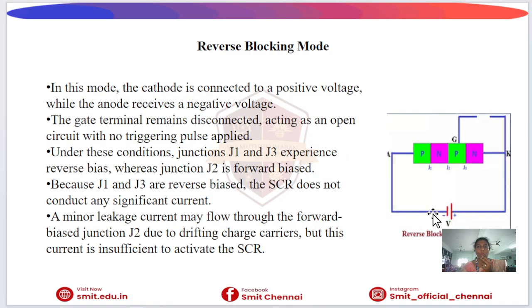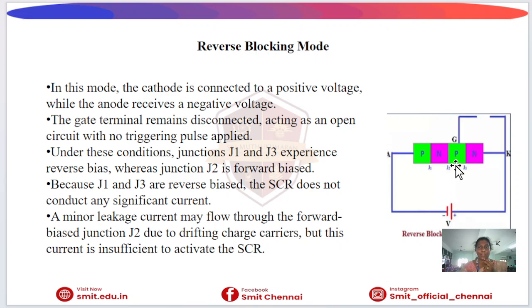Next one is the reverse blocking mode. In this mode, the condition is that the cathode is positive and the anode is negative, with the gate kept open. So what happens? Where is the J1? J1 is reverse biased, J3 is reverse biased, and J2 gets forward biased.